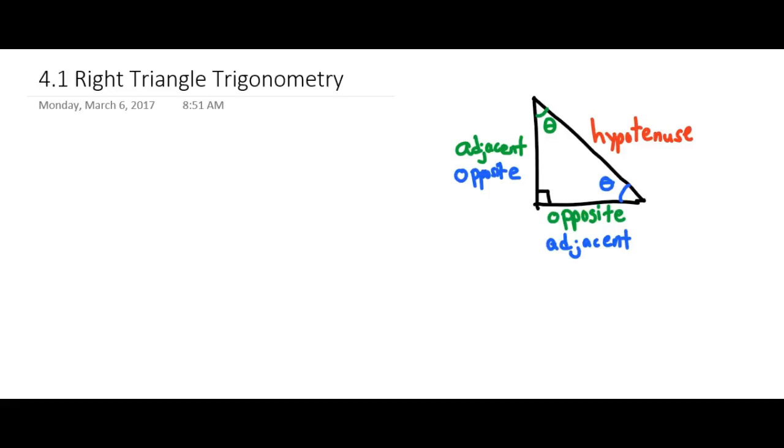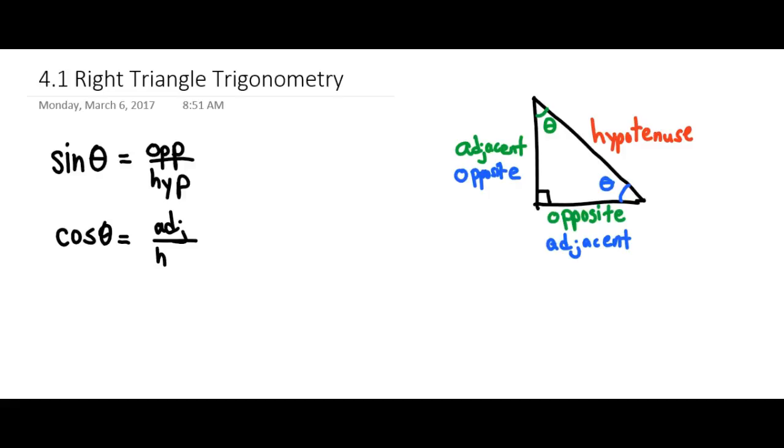Now my trig functions each hold a ratio based on the angle you choose as theta. Sine theta is the ratio of the opposite side over the hypotenuse. Cosine of theta is the ratio of the length of the adjacent side over the hypotenuse. And tangent of theta is the ratio of the opposite side over the adjacent side.